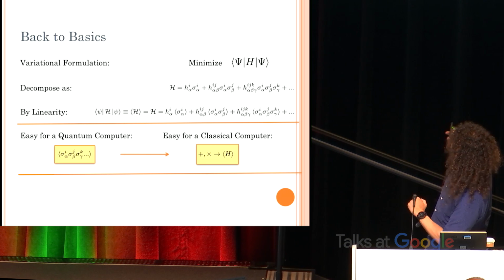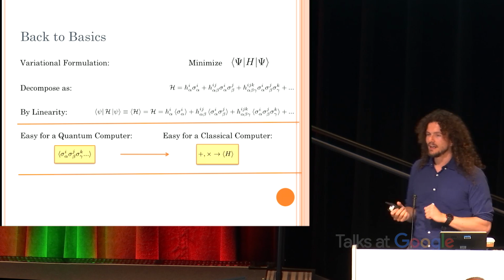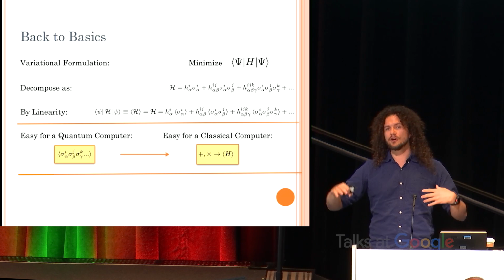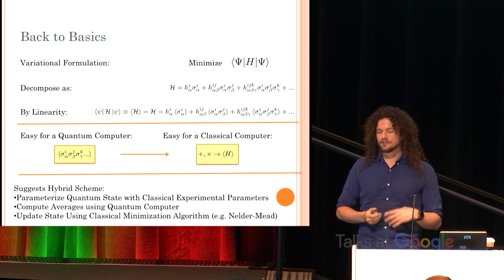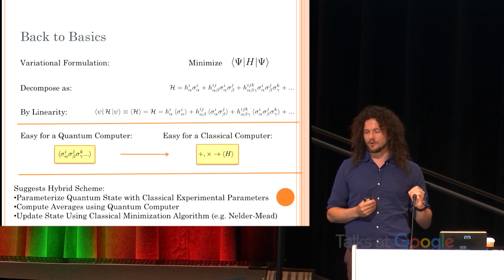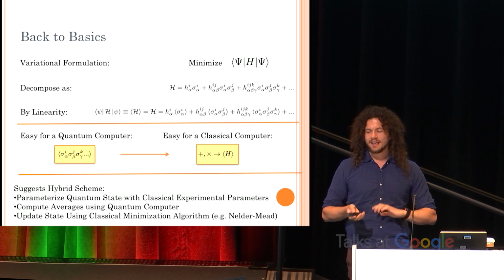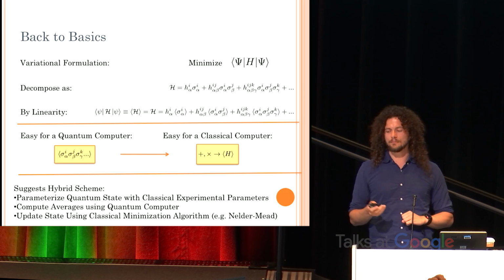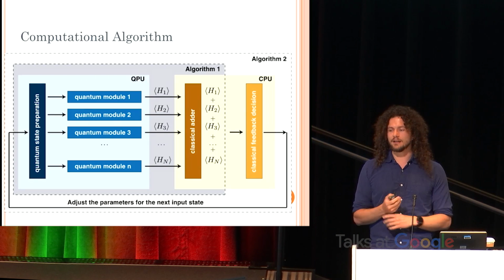So I perform a bunch of measurements on my quantum computer, which are easy. I feed those to my classical computer and ask it for an update step. So this kind of suggests a hybrid scheme where I parameterize my quantum state with some classical experimental parameters, I compute averages using a quantum computer, and I update that state classically.